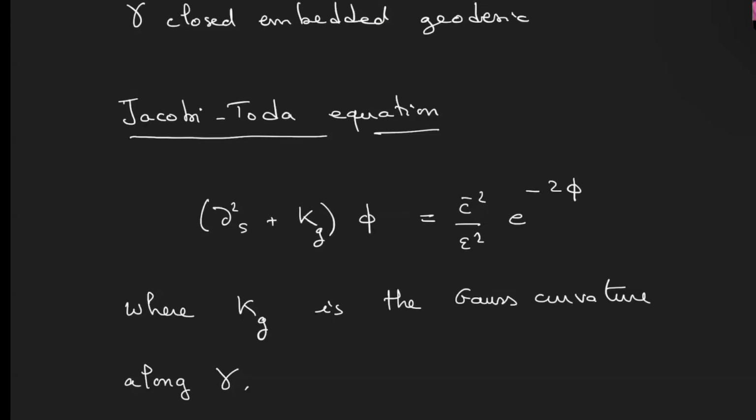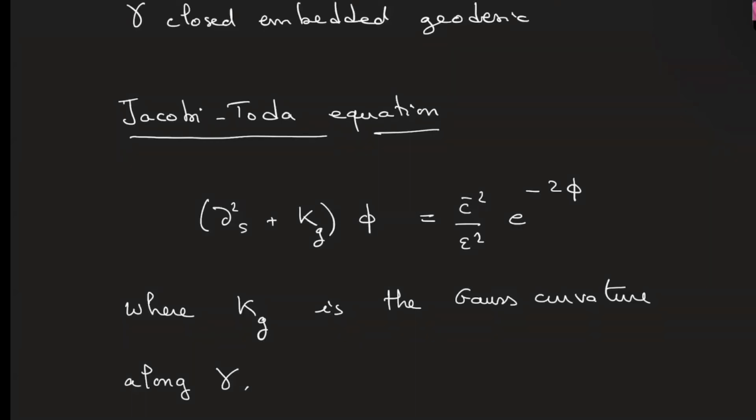So I will take gamma to be a closed embedded geodesic. And then what we will do, at the end of the day, is exactly start from the proof of the previous theorem. What I've tried to explain in the previous theorem is that if you're able to solve the Jacobi-Toda system equation, then you're able to find a solution of the Allen-Cahn equation, a critical point of the energy.